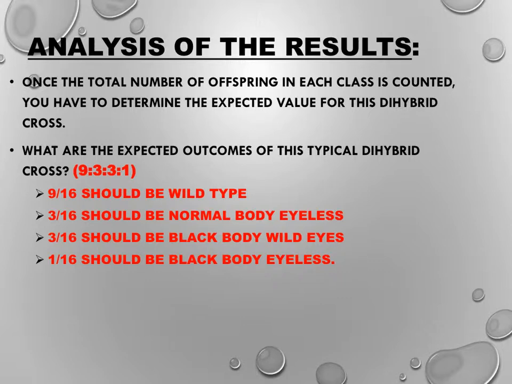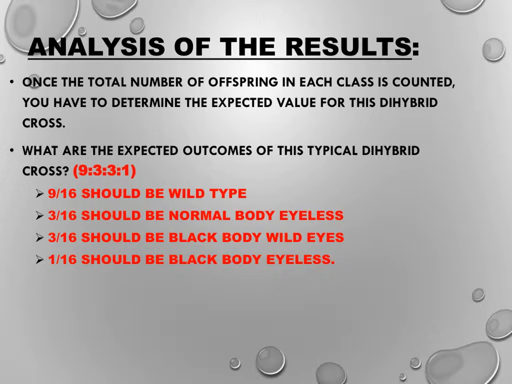Once you know the total number of offspring in each class, once you've counted it all, you need to determine your expected value for this particular cross. So you would actually do the dihybrid cross, and you would realize that you should have a 9 to 3 to 3 to 1 ratio. 9/16 of your total population should be a wild type fly. 3/16 of your total population should be normal bodies with no eyes. 3/16 should be black bodies with normal eyes or wild type eyes. And 1/16 should be black bodies with no eyes. That's your breakdown in terms of your ratio.